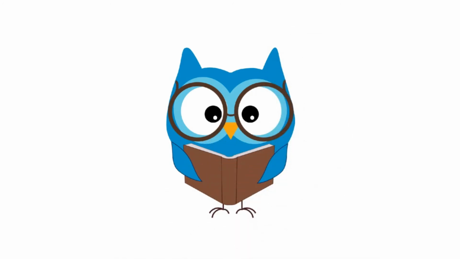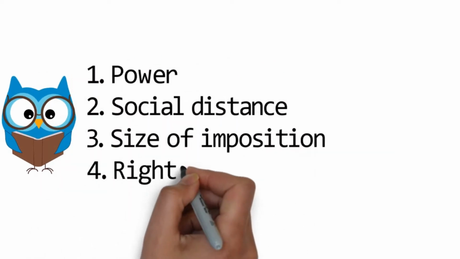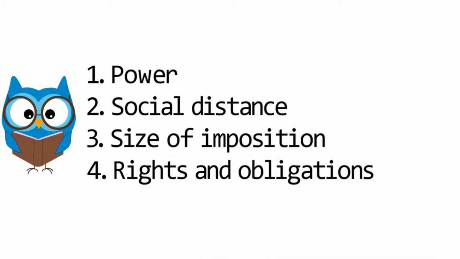To know how indirect to be, the main factors are listed, and then I will explain them to you. First, it is power; then social distance; the third is size of imposition; and the last is rights and obligations.